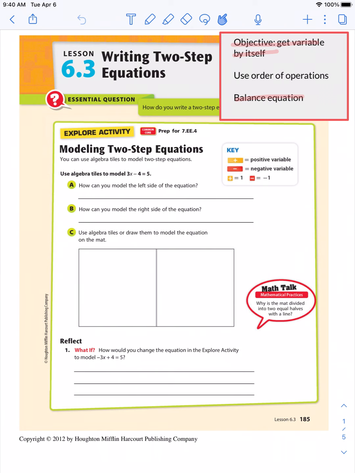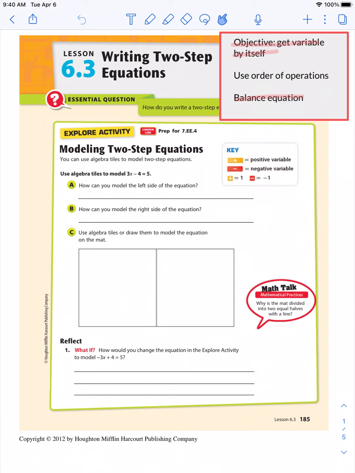We also have to use inverse operations. So remember, addition and subtraction are inverse operations, and multiplication and division are inverse operations. What that means is if we're trying to undo subtraction, we need to add. If we're trying to undo addition, we need to subtract. And same thing for multiplication and division.